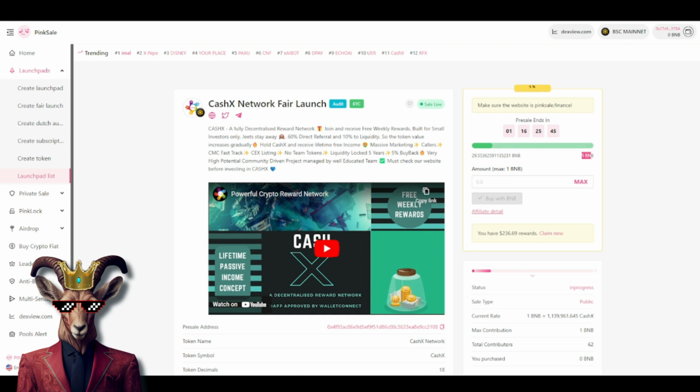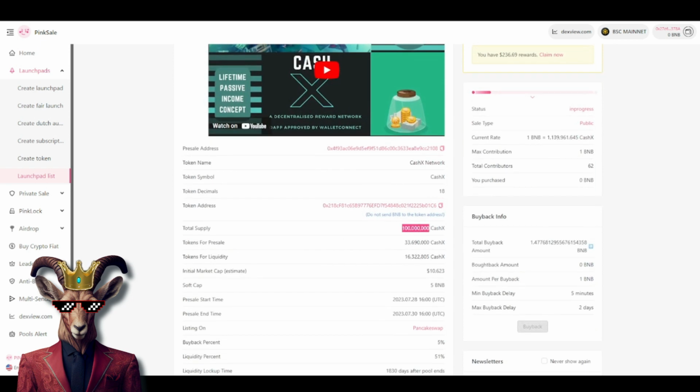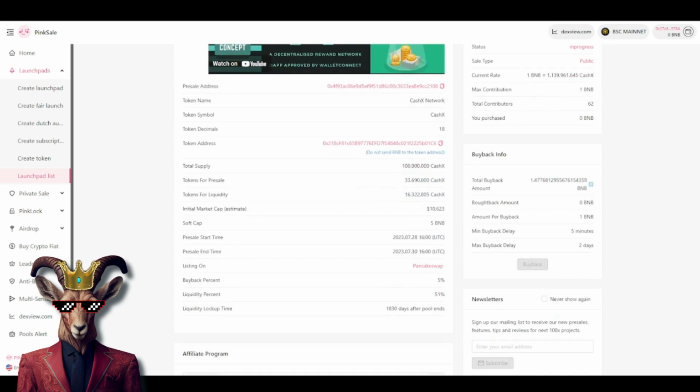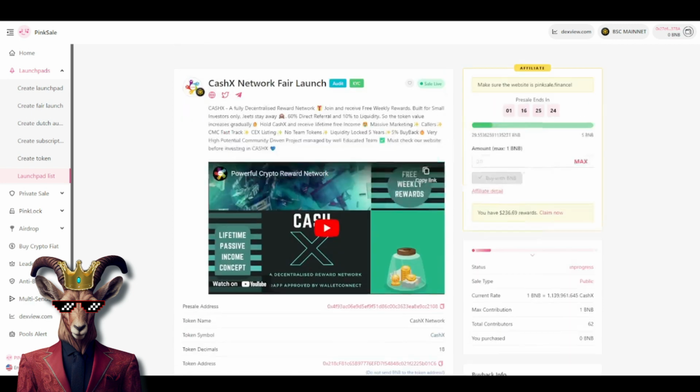You guys will see they're looking to raise a total of 5 BNB, and they have raised almost 30, which is incredible, right? So we have the overall tokens. So we have 100 million for supply. 34% is for presale, 16% for liquidity, which both of these are pretty low for supply, and obviously the tokens are locked for liquidity.